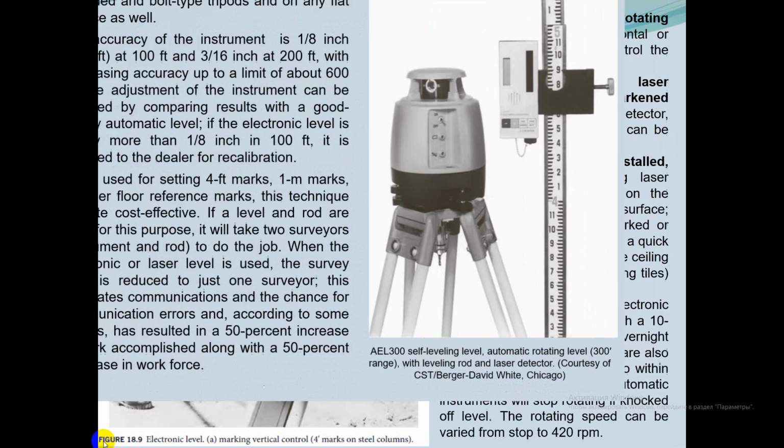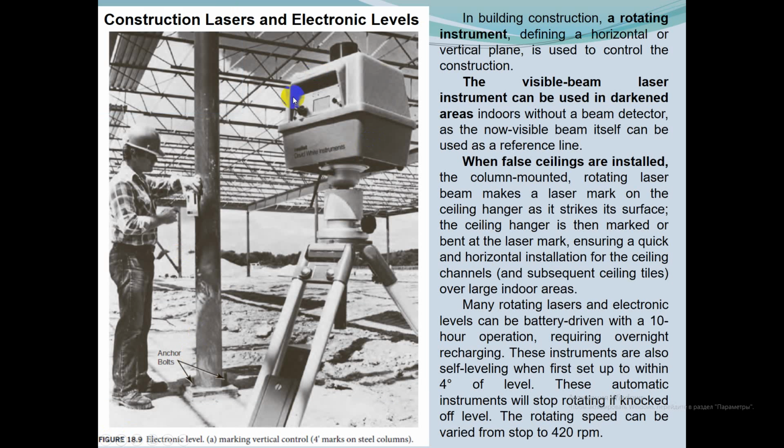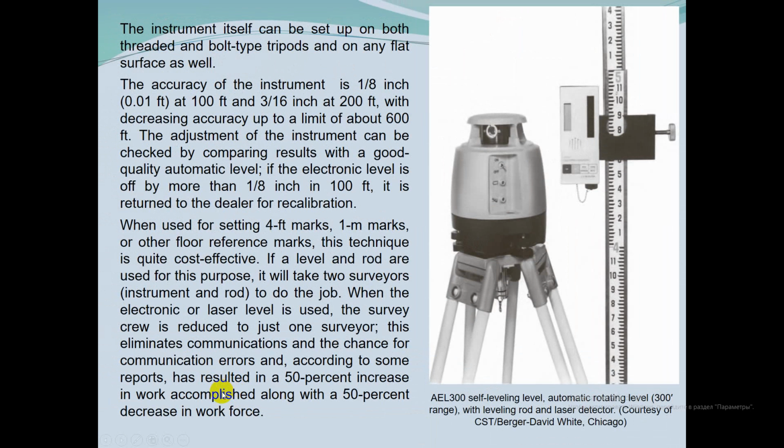So you can see an electronic level and marking vertical control and 4 marks on steel column anchor bolts. And here you can see a self-leveling level, an automatic rotating level, with 300 meters range, with leveling rod and laser detector.